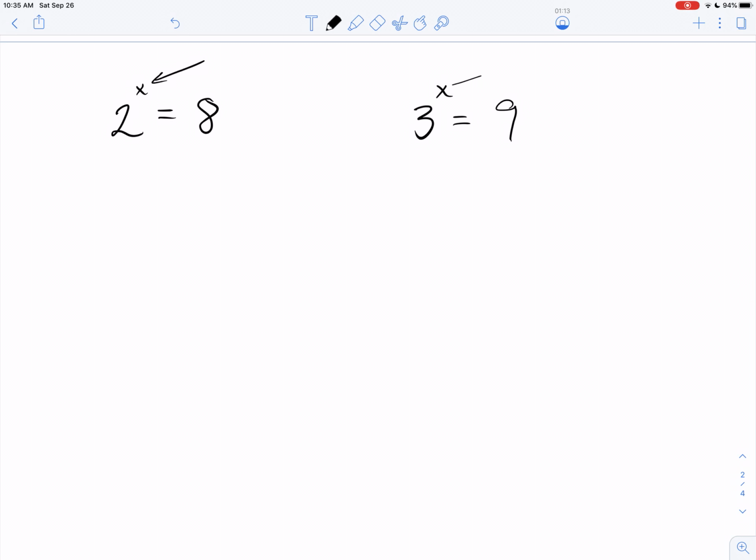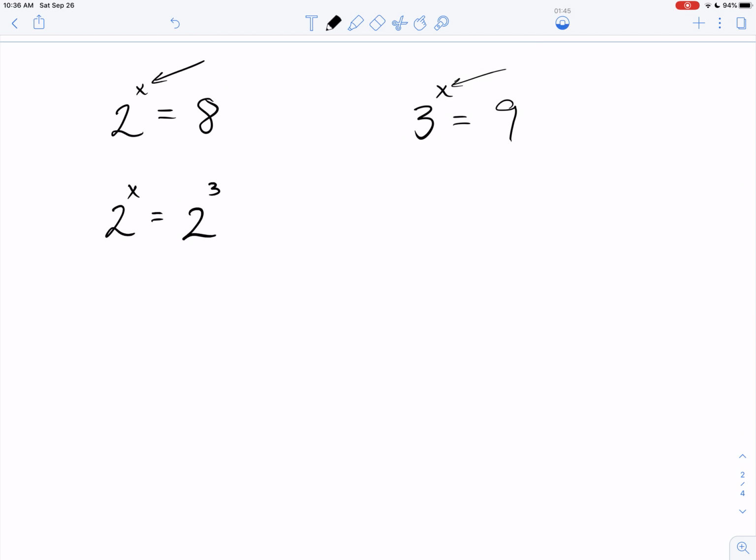Same thing over here. If I guess and check, hey, I bet if x was equal to 2, I would have the answer to that equation. But here's the underlying principle. In both of these equations, I could rewrite them so that they both have the exact same base value. So this is called a bases match style equation.